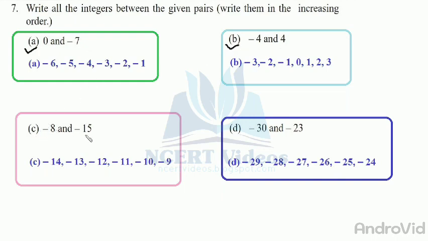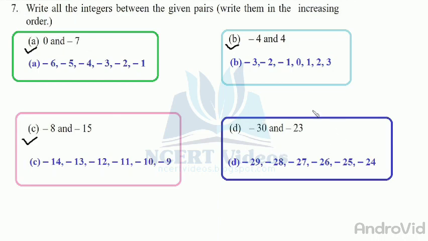Now here we will locate the smallest. Obviously minus 15 is smallest, therefore minus 15 would be somewhere here. Then we have minus 14, that is we are increasing, minus 13, minus 12, minus 11, minus 10, minus 9 and so on. So this is your C part.